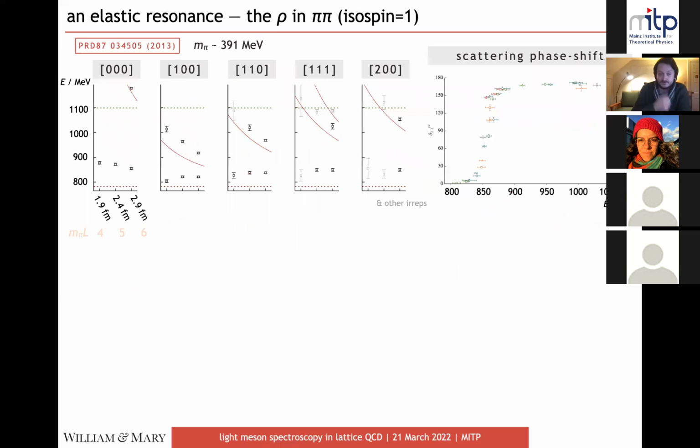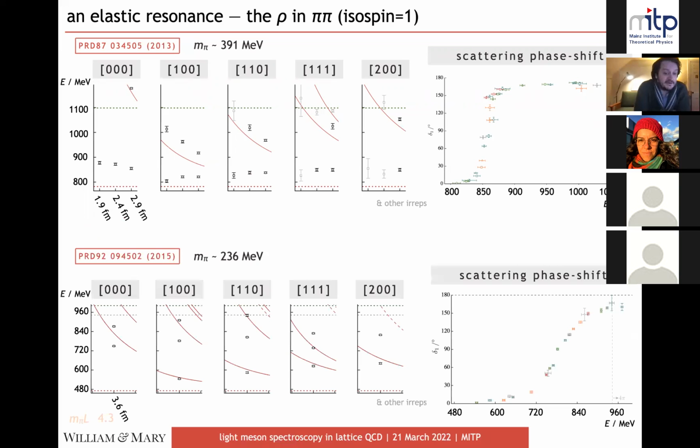If you move to isospin 1, now in a P wave, again on the left, you see some discrete energy levels, the extracted spectra from a lattice QCD calculation. And once pushed through this formula that gives you the phase shift curve, you get the data on the right. And you can clearly see this is the behavior of a narrow resonance that you would interpret as being the rho at this heavier than physical quark mass.